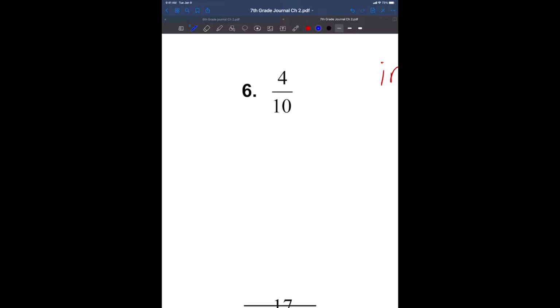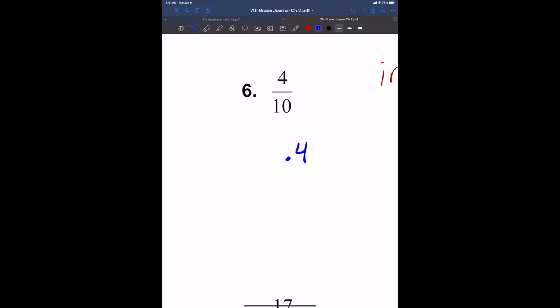4/10. Hey guys, how do you say this fraction? 4 divided by 10. I mean, 4/10. Didn't I just say out loud what the decimal would be? What's the decimal? How do you write 4/10 as a decimal? 0.4. You don't have to put the 0, just put 0.4. 4/10 is 0.4. That's it, right?